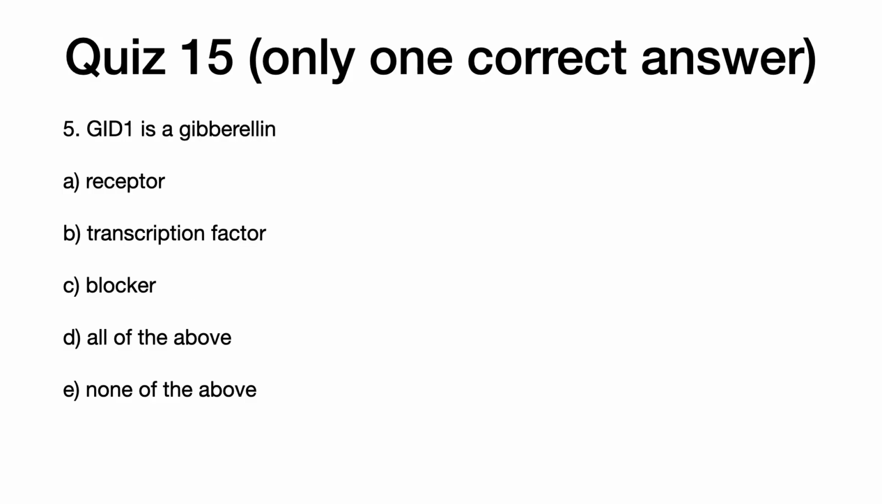5. GID1 is a gibberellin: A. Receptor, B. Transcription factor, C. Blocker, D. All of the above, E. None of the above.